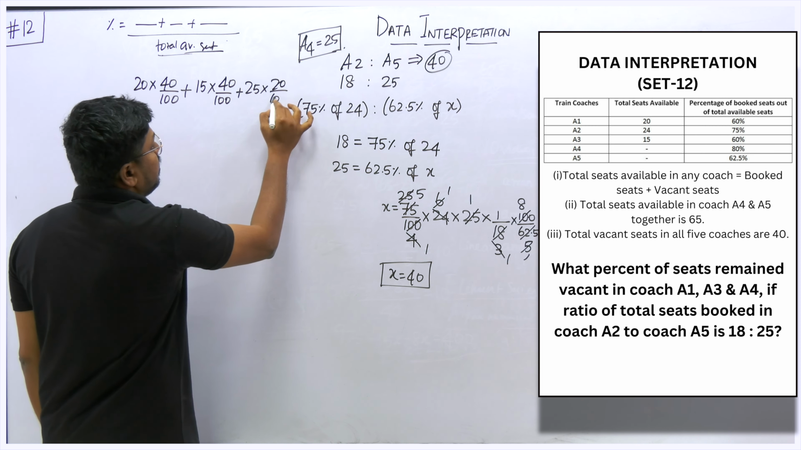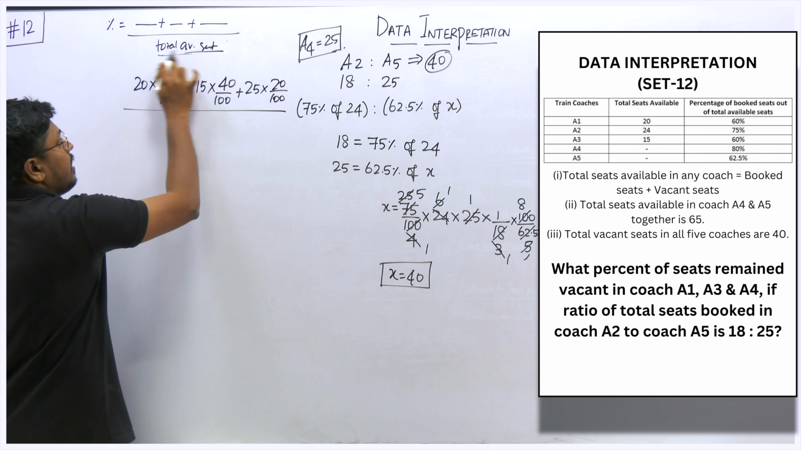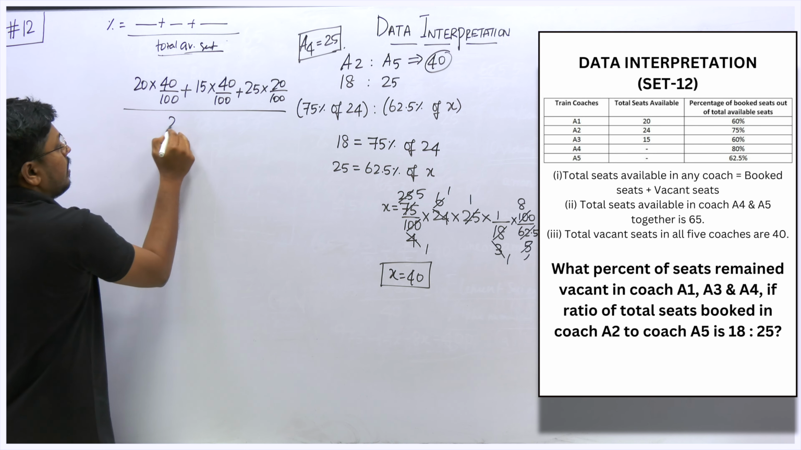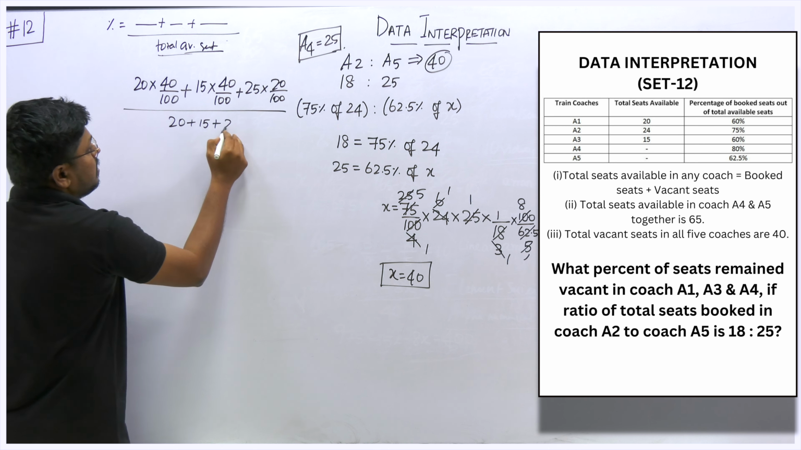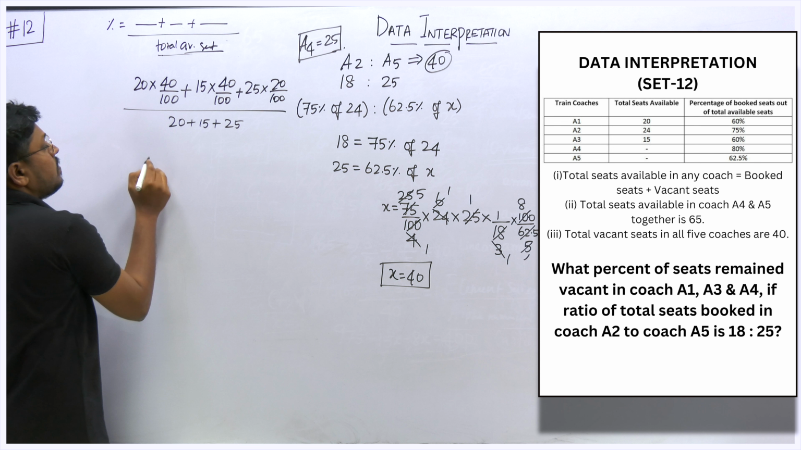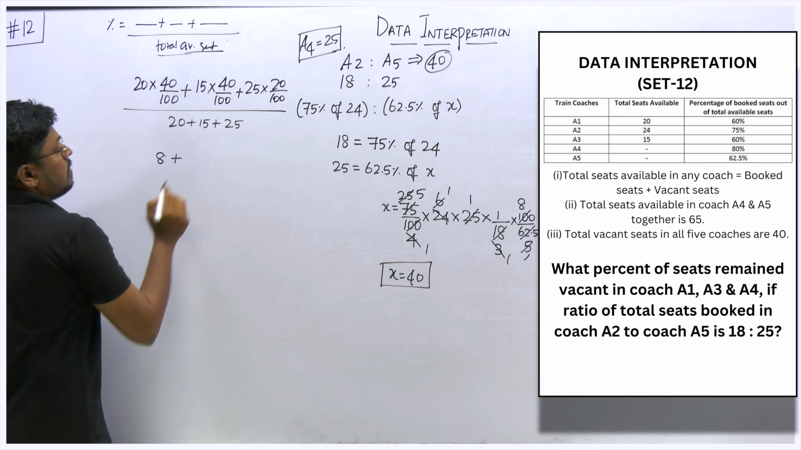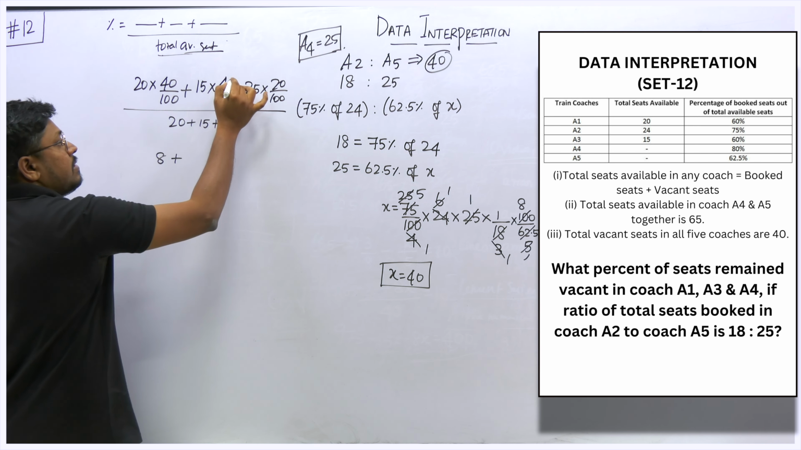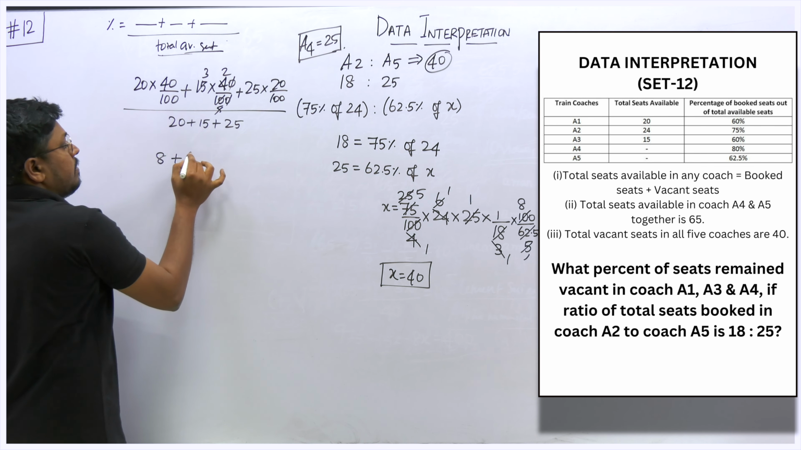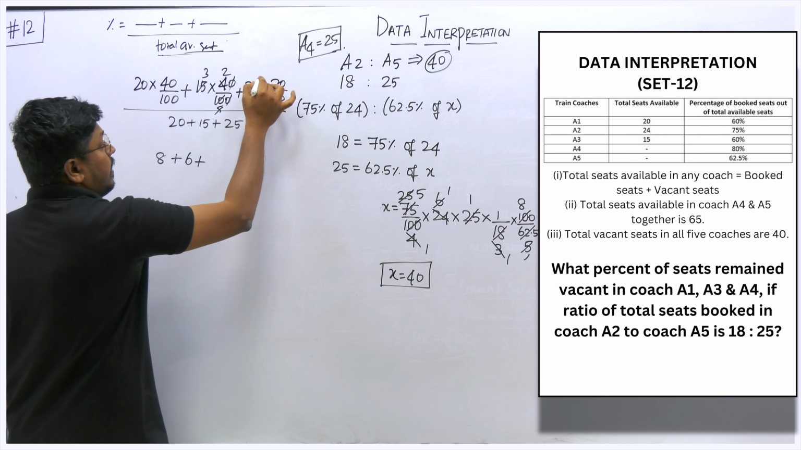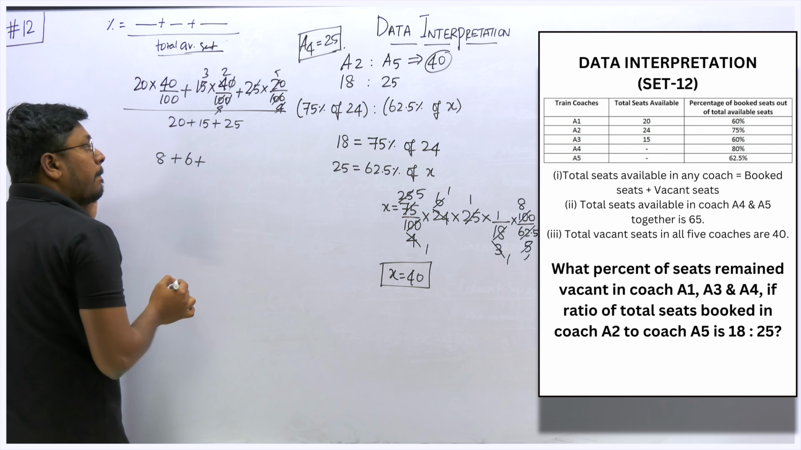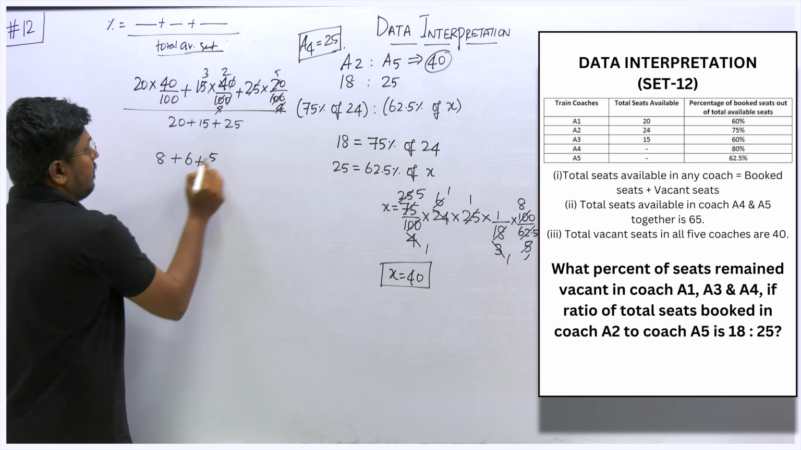So 20 by 100, divided by the total denominator, the total available seats of all the three coaches: 20, 15, 25. So 20 plus 15 plus 25. Now we can cancel it. 4 2s are 8. For 15, we can cancel the zeros, 2, 5, 3, this will be 6. Plus 25 times 4, 5 4s are 20, so this will be 5.